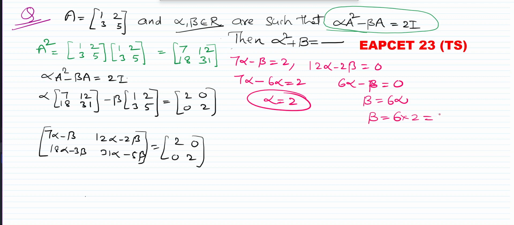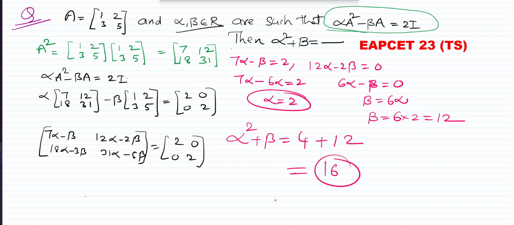Alpha value is 2, and substituting the alpha value, you get the beta value: 6 into 2 is equal to 12. Find alpha square plus beta. Alpha square is 4, the beta value is 12, so 12 plus 4 is equal to 16. That is the required answer.